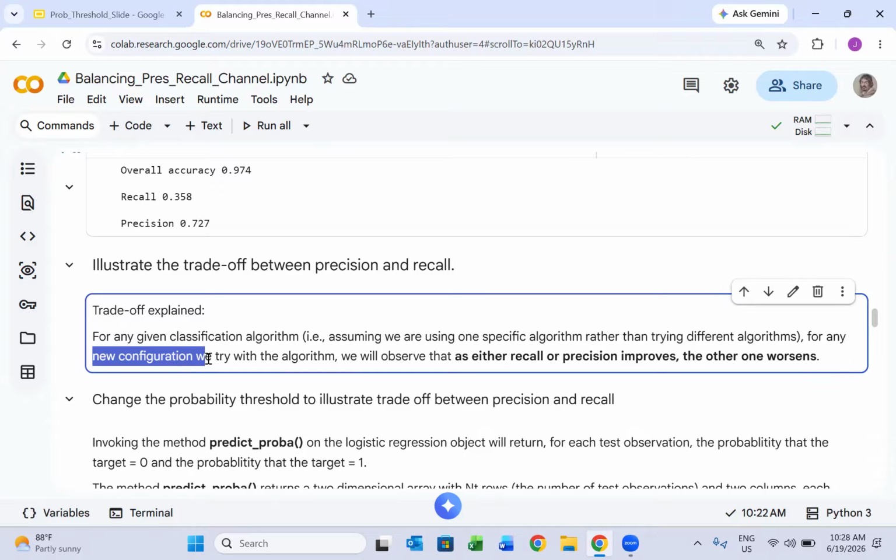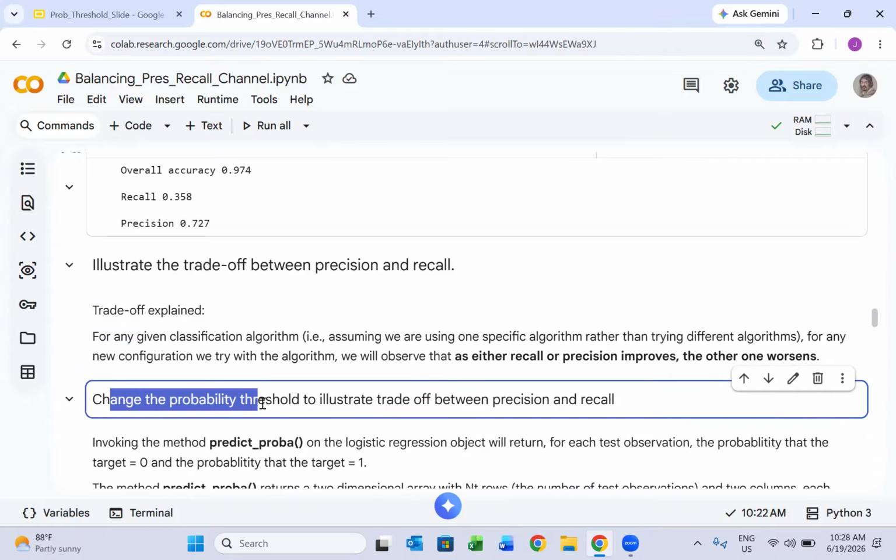So with an unbalanced data set, if you want to improve precision and recall, very commonly what you should do is change the probability threshold. And that's what I'm going to do now, to illustrate that trade-off. Again, changing the probability threshold is a common new configuration to try when you have an unbalanced data set and you want to improve precision and recall.